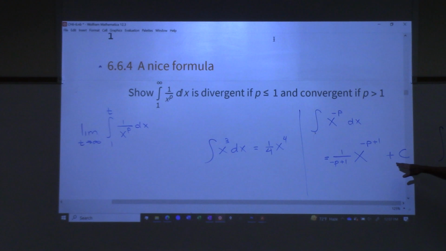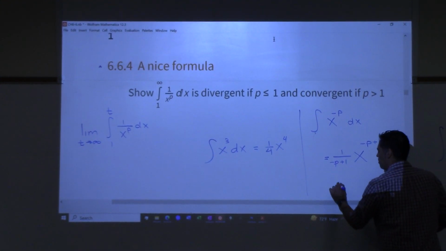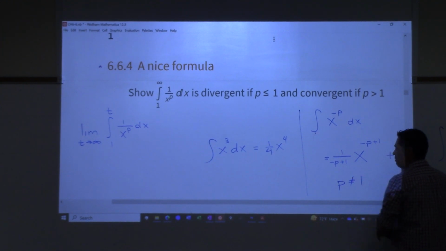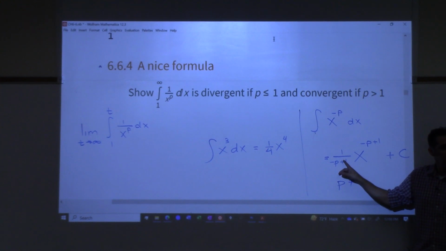Okay. Is this defined for every p? There's one p this doesn't work. If p is 1, this doesn't work. So this works so long as p is what? Not 1, right? This is true as long as p is not 1, because if p is 1, that's division by 0 right there.